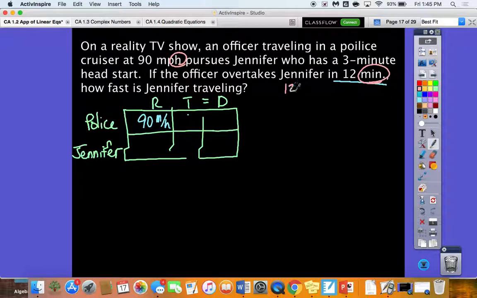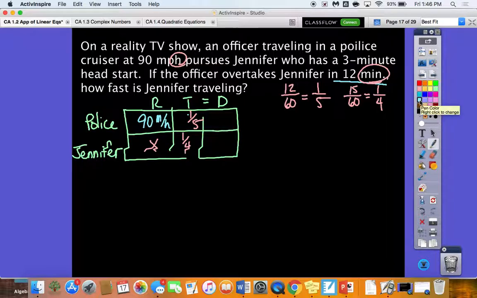So we've got to do the same thing again. So scoot over and doodle. 12 out of 60 is what? Well, that reduces to 1/5. So this is 1/5 of an hour. Don't put down 12. Put down 1/5. That way they match. It does say that Jennifer had a 3-minute head start. Well, doesn't that mean that Jennifer had good old 15 minutes? So 15 out of 60 is going to be 1/4. So now we both have these in hours, which is great. The question does say, how fast is Jennifer traveling? Which is great because we don't have that box filled in, so there's our X.